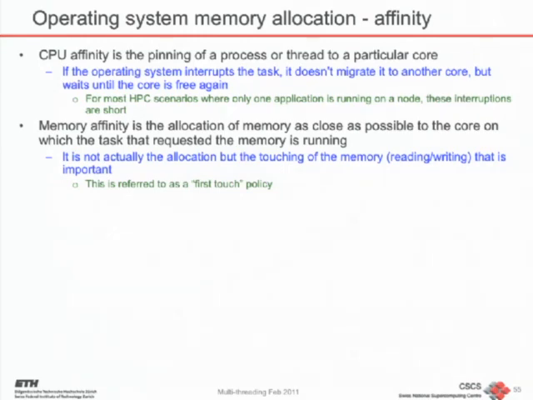So it's when you actually touch the memory, that is the first time you go along and say, set it to 0, or whatever else you do with it, that's when the memory is actually allocated from a pool on a piece of memory, and that's where you want memory affinity to be close to you. And this is referred to, therefore, as a first touch policy. It's not the memory allocation. Is that clear? Yeah? Okay.